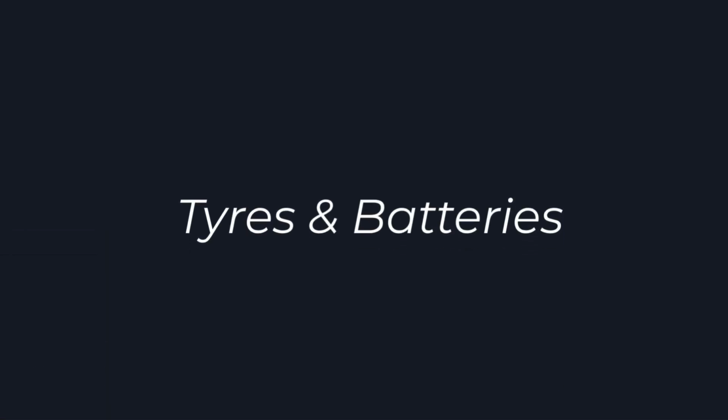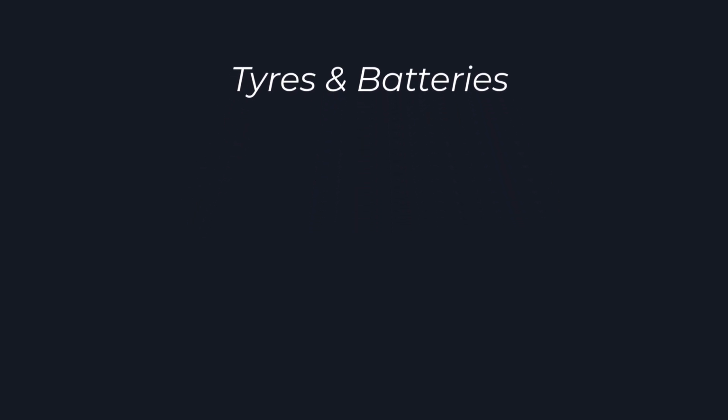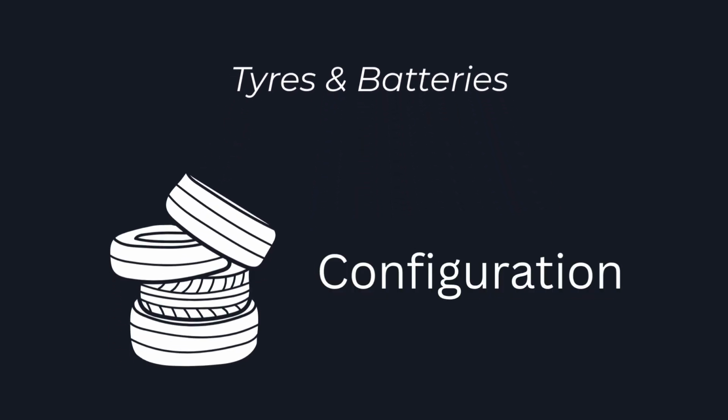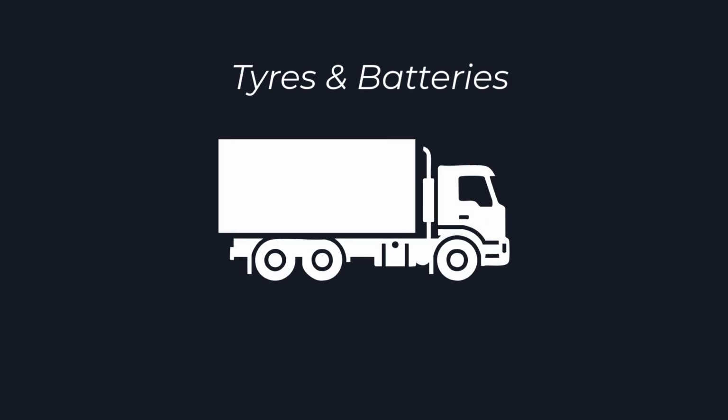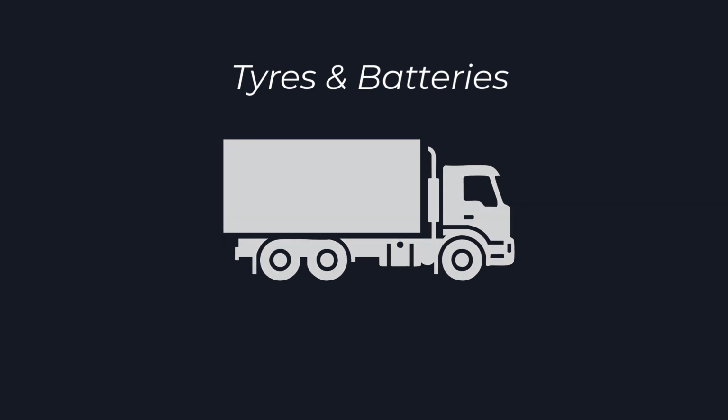Now, tires and battery. To manage the life cycle of tires, the first step is to create a tire configuration. This is something you create once to link it with the vehicle so the system knows how many tires this particular vehicle has and what the positions are.